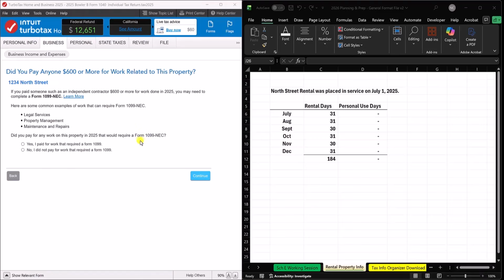So basically, in summary, if you paid an individual or a company that was not an incorporated entity and you paid them by check and it was more than $600 in total for 2025, you would click yes right here. Let's just assume the answer is yes for this example.